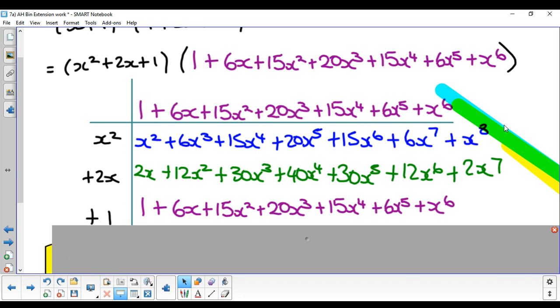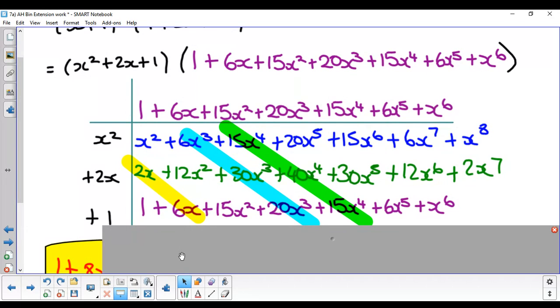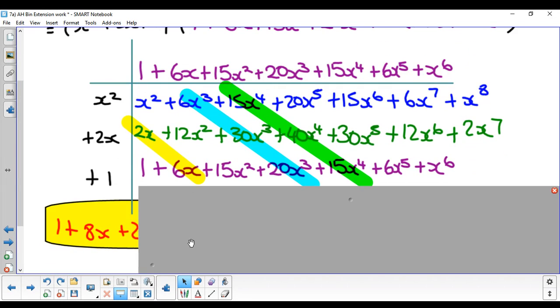What you'll notice, the reason for the grid again is to make it super easy. Could you imagine having them all over the page? Then you can see you've got x to the 4s all together, you've got x to the 5s, x to the 6s, x to the 3s, x to the 2s, x's, on and on. Diagonally, you can collect them. So you've got 1 plus 8x. So I've got 1 plus 8x. I've just moved this a bit.